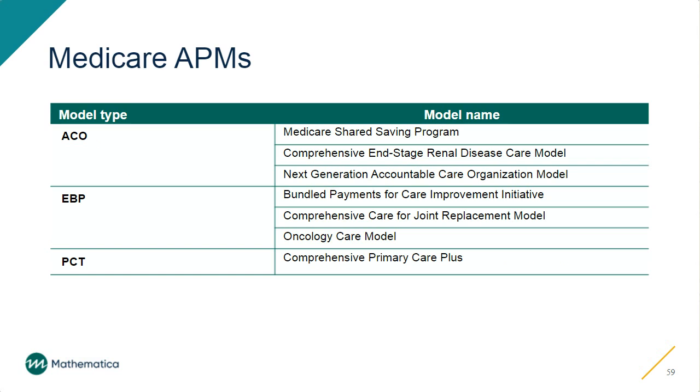So again, these are the specific Medicare APMs we looked at. These are APMs that were active in 2018, that were national in scope, meaning they weren't limited to a specific state, and that influenced, again, payments to physicians and practices. So specifically, we looked at 3 ACO models. That includes the Medicare Shared Savings Program, the Comprehensive End-Stage Renal Disease Care Model, and the Next Generation ACO model. We also looked at 3 episode-based payment models, including the Bundled Payments for Care Improvement Initiative, the Comprehensive Care for Joint Replacement model, and the Oncology Care model. And we looked at 1 primary care transformation model, and that's the Comprehensive Primary Care Plus model.